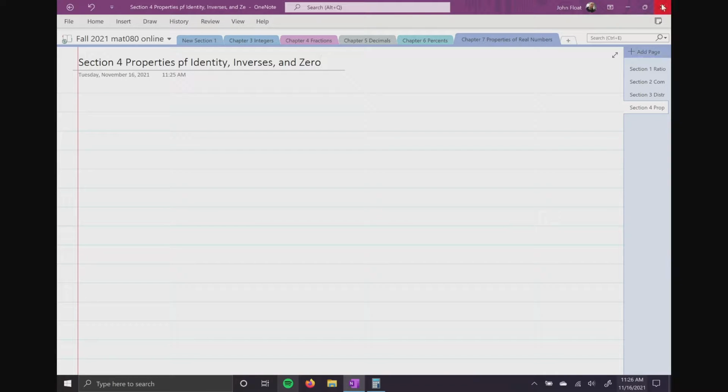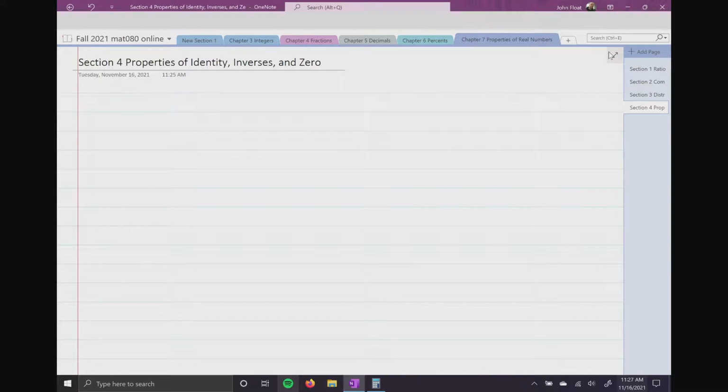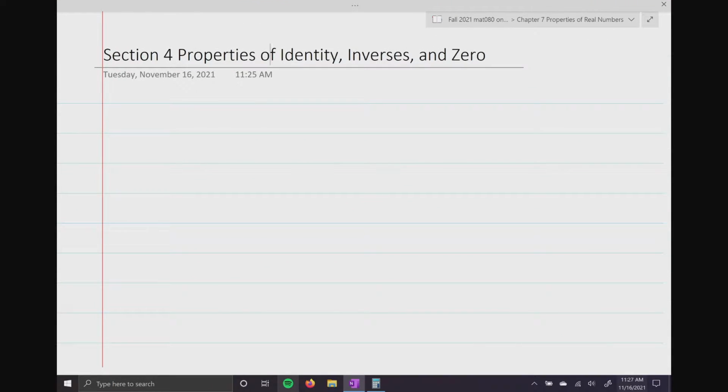All right, so we have section 4, properties of identity, inverses and 0, and I misspelled the word of. I'm surprised I didn't catch it. And this is going to be another short video. A lot of these properties, I honestly believe you already know, maybe you didn't even know they had a name, but they do. So we're going to go over the identity property first.